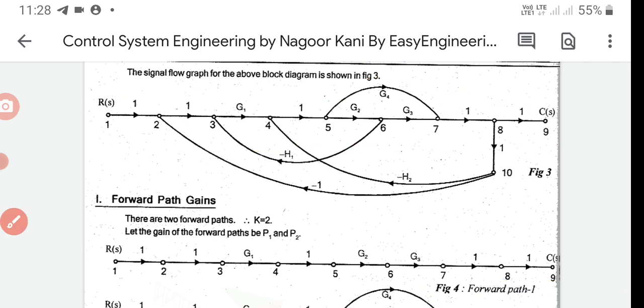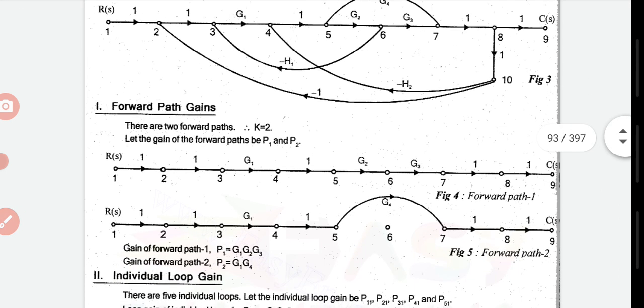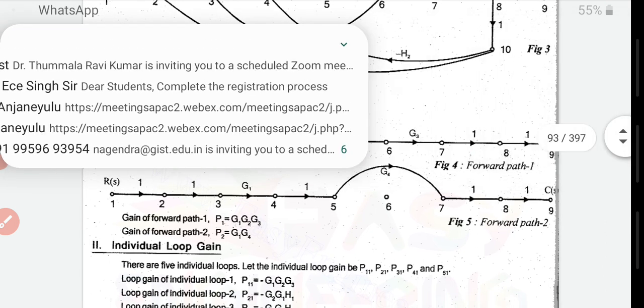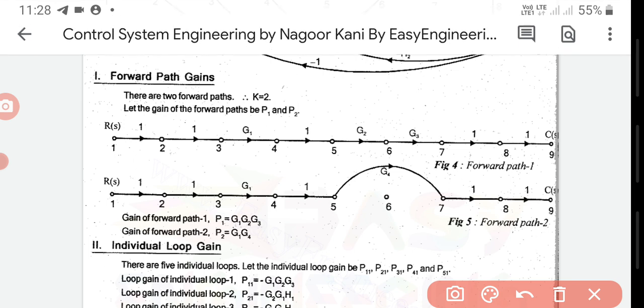So what is the K value? 2. Now the gains of the forward paths are represented as P1 and P2. For the first forward path, what is the P1 value? The P1 value is G1, G2, G3, multiplying all the gain values here.